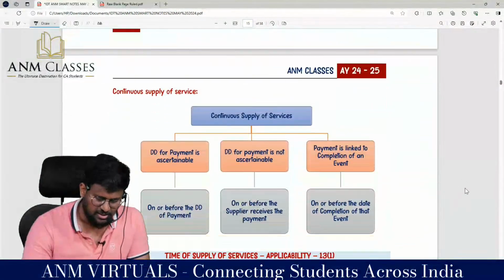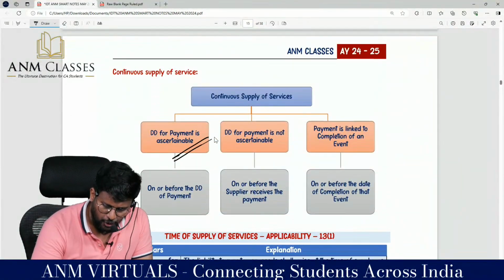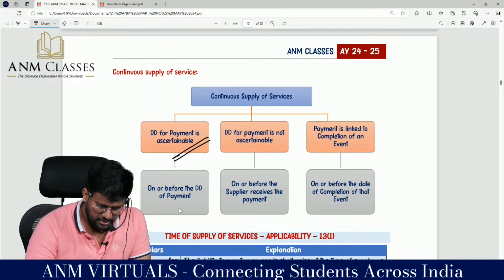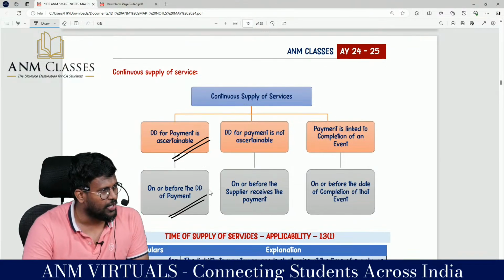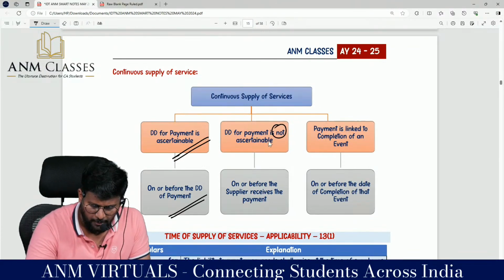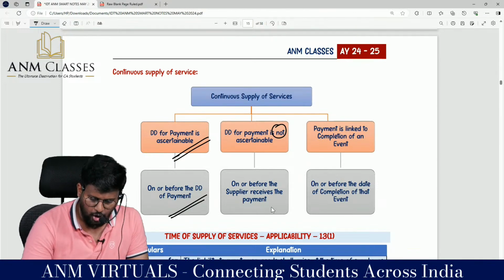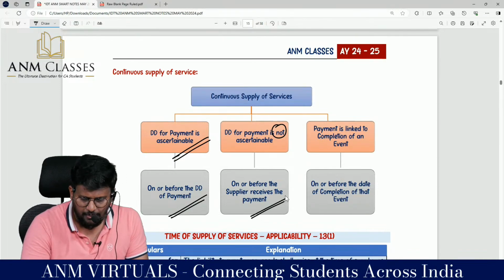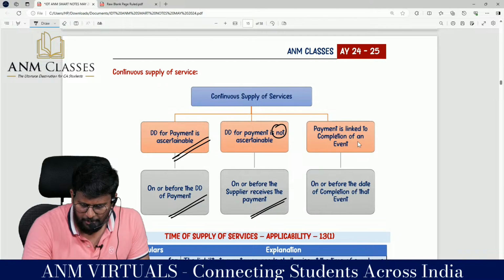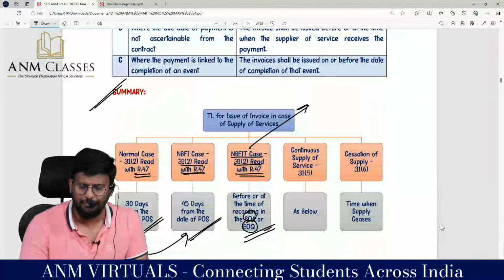What is the continuous supply of services? Is the due date for payment ascertainable? Then on or before the due date for payment. Sir, if the due date for payment is not ascertainable? Yes, on or before the supplier receives the payment. If payment is linked to completion of an event, yes, on or before the date of completion of the event.